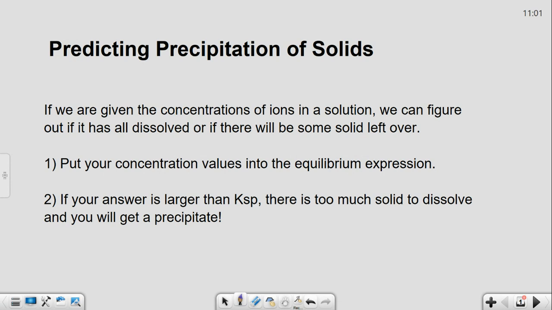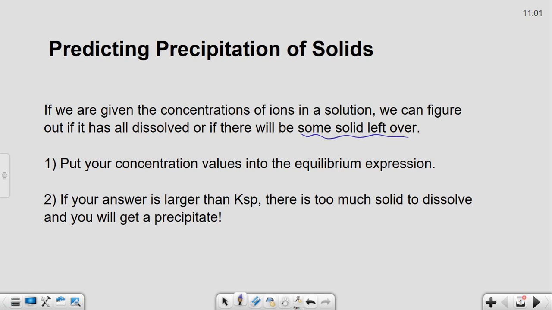The idea is that if you're given the concentrations of ions in a solution, so I tell you how much of each ion there is, you can actually figure out if the entire substance has dissolved or if you have a precipitate, if you have some solid left over. And it's 2 steps, it's not too bad.